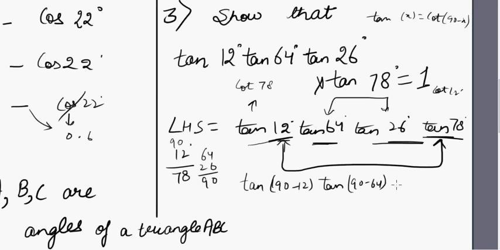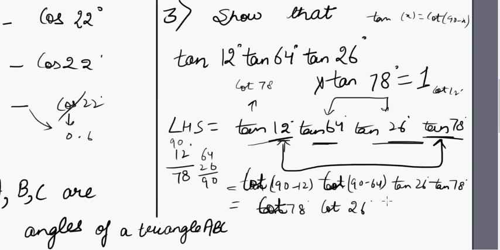So leave these two parts as it is, and we get tangent 78, sorry, cotangent, here it was cotangent of 78 into cotangent of 26 degree into tangent 26 degree into tangent 78 degree.